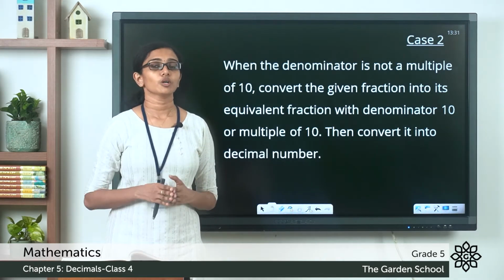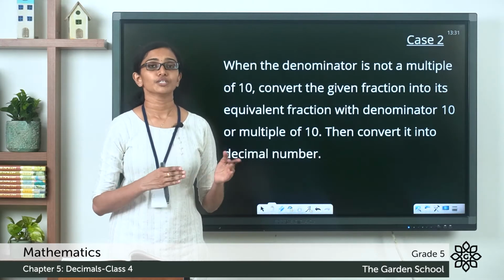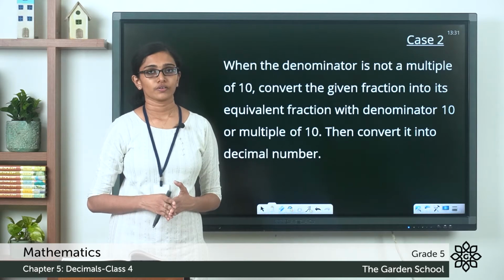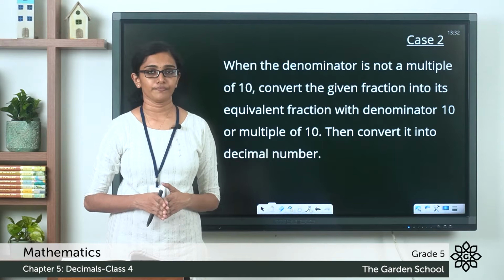Now, let's see the second case. What if the denominator is not a multiple of 10? What if it is like 2 by 3 or 2 by 5 or 7 by 25? In that case, how do we convert that fraction into a decimal number?